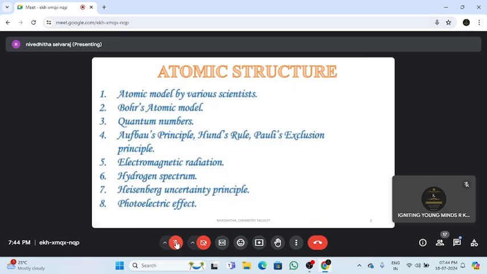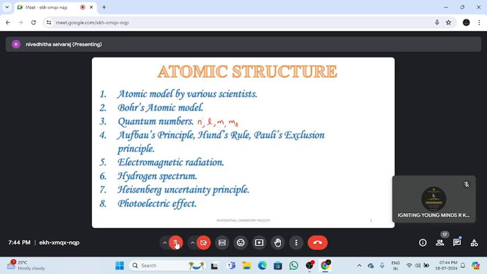After which you would have studied about quantum numbers and different types of quantum numbers and their physical significance, right? So what are all the quantum numbers you have studied? You have studied about 4 quantum numbers, right? What are they? Principal quantum number, azimuthal quantum number, then magnetic quantum number, spin quantum number, right?